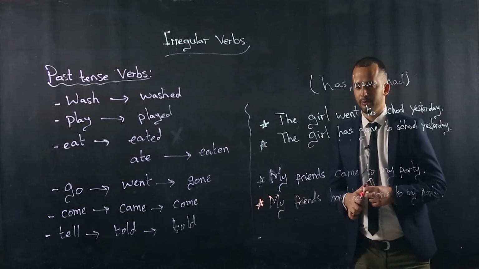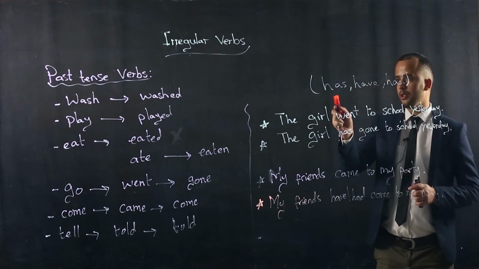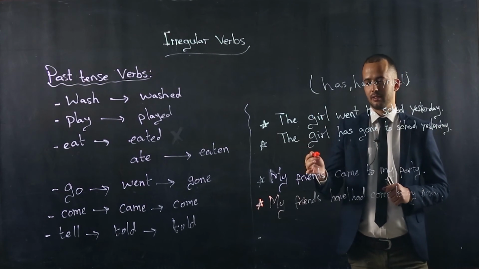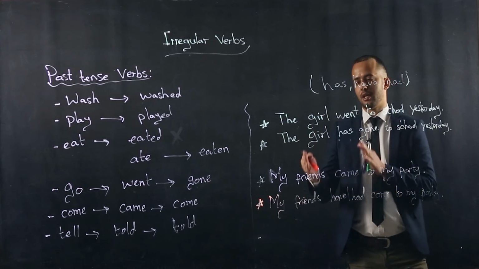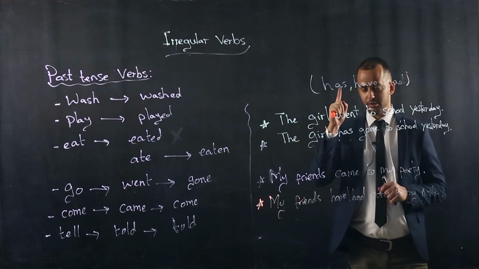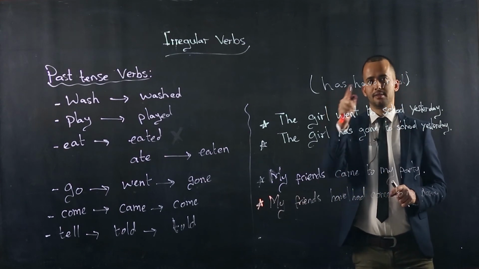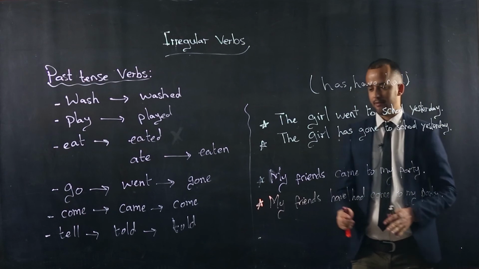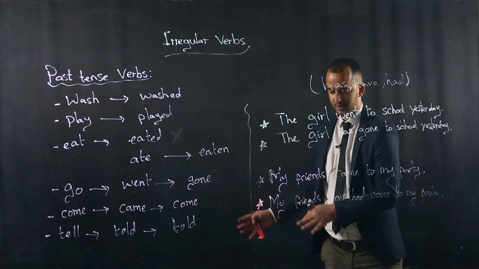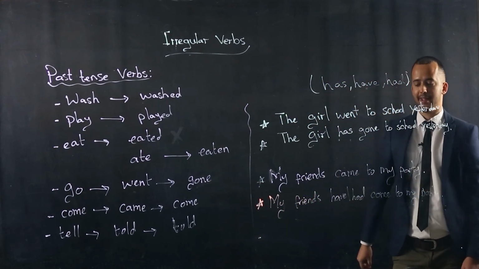Of course, one of you will ask me a question. Teacher, what is the difference between has, have, or had? Now, has is used with singular subjects. So if the subject in the sentence is singular, only one, like the girl, then you're going to use has or had. But if the subject, like my friends here, is plural, more than one person or more than one object, then you're going to use either have or had.